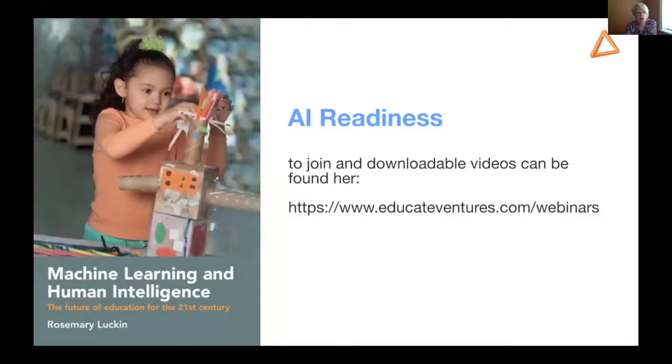And if you want to know more about this, I wrote a book a couple of years ago called Machine Learning and Human Intelligence, and that goes into detail about that interpretation of human intelligence and gives different pieces of evidence and research as to why I believe we can think about human intelligence in that way. And also we have free webinars available at that website on AI readiness, which we've been working on with businesses and educators for a while.